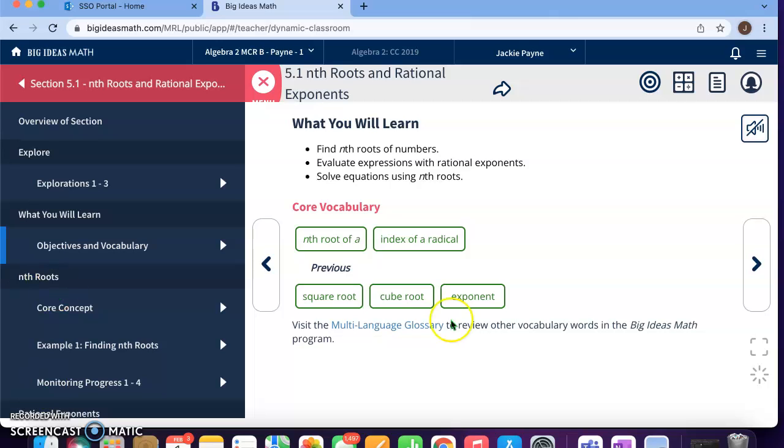So these are the things you're going to learn. Hopefully we'll do nth roots of numbers. We'll evaluate expressions using them, and then of course we will solve equations. So think of them as square roots and cube roots, just more.